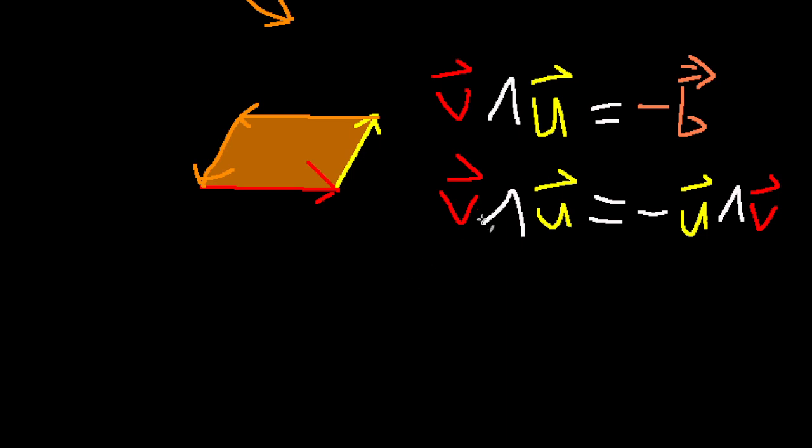So this is called the anti-commutative property. If you think about regular multiplication, right? Like A times B equals B times A. But for the wedge product, reversing the order in which you multiply, or rather the order of the factors, will actually negate the result.